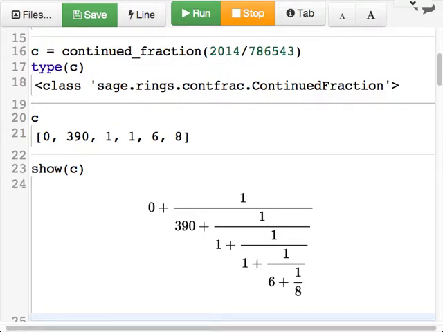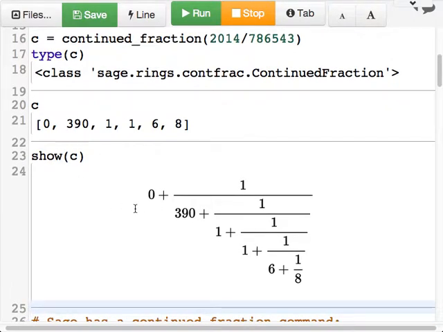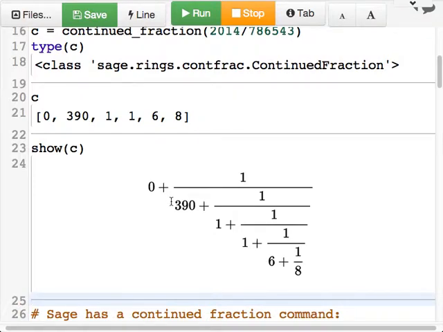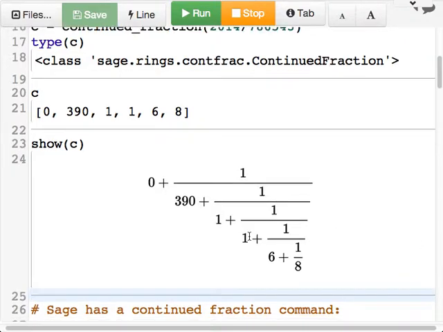By the way, if you completely forgot everything up until this very moment in the course, and so you don't know what continued fractions are, they are a way of representing numbers, such as the number 2014 over 786,543, as a big fraction like this. Some number, an integer, plus 1 over some number, plus 1 over some number, plus 1 over some number, etc. And so there you are.